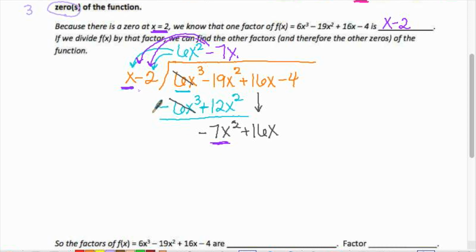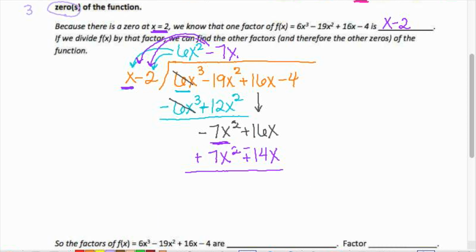If you notice what I'm doing here, I do think it would help when you go look back at your notes. So a negative 7x times x would give me a negative 7x squared. And a negative 7x times a negative 2 would give me a positive 14x. Again, we're going to draw our line and change our signs.